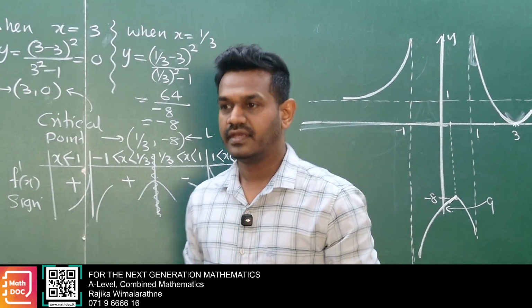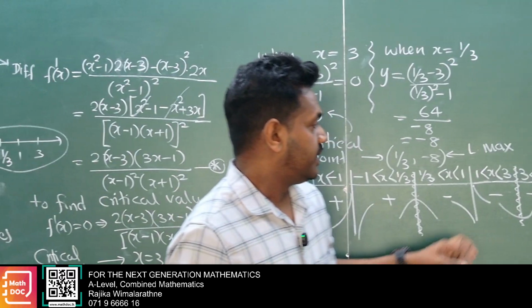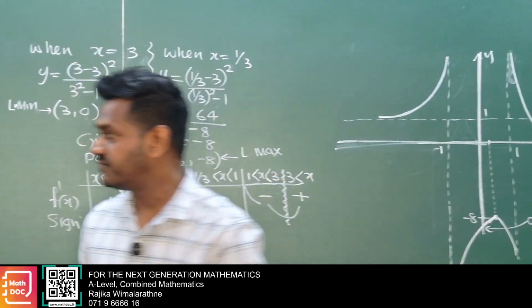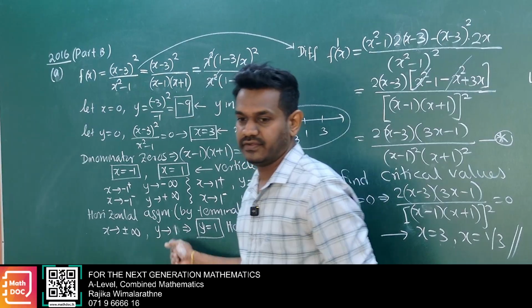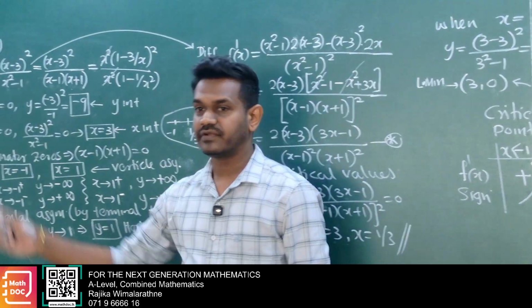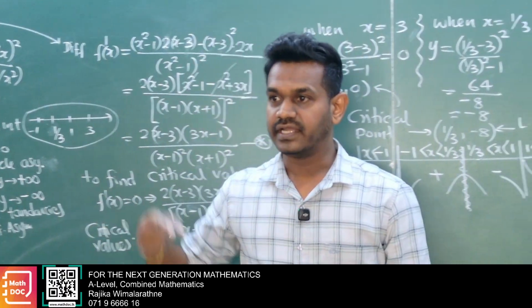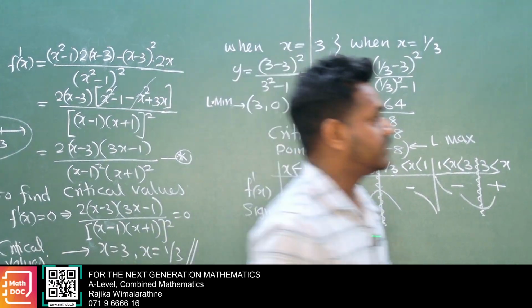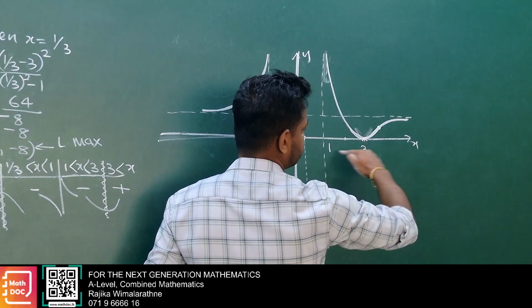Okay. Now check this one. Here x goes to plus infinity, y goes to 1. So horizontal asymptote means we have to touch that line. Vertical asymptote means again we have to touch. Don't cut. So here when x goes to plus infinity, y must go to 1.